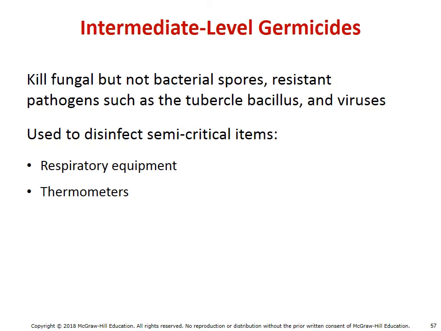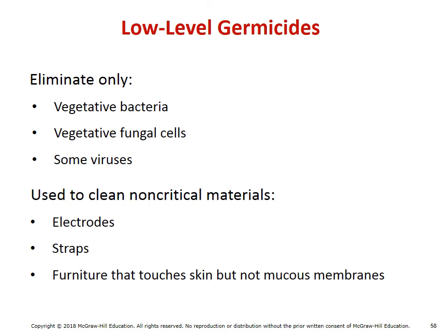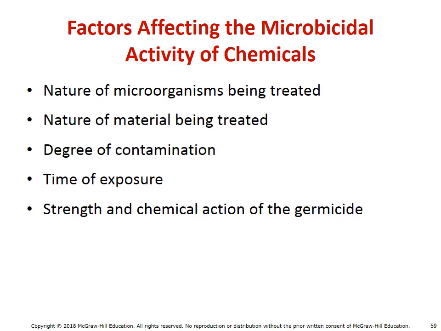Intermediate levels are going to be things that kill most microbes, but not everything. The idea here is these are the first level that a consumer could buy. They're usually used for things that don't have to be sterile, things that will penetrate but not into what would be sterile tissue. Low level is typically more of a sanitizer, so you typically just kill vegetative bacteria, fungal cells, and some viruses. These are things that will usually come into contact with the body but not penetrate the body.